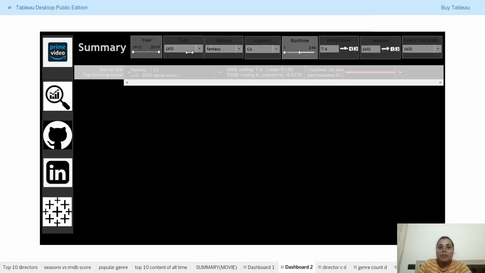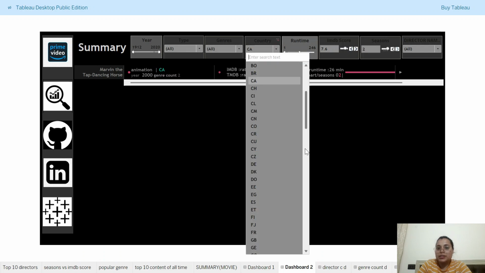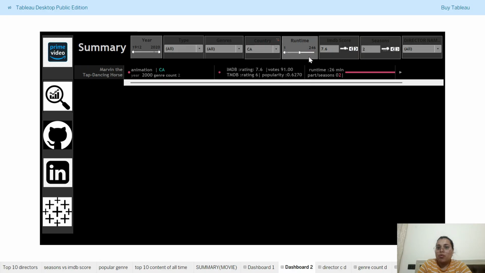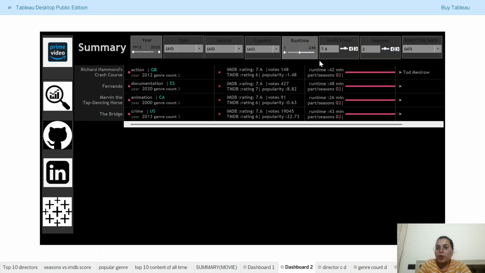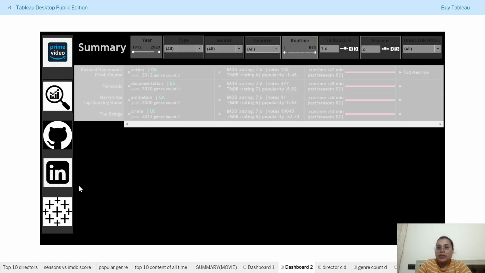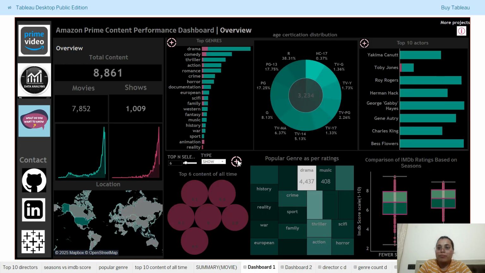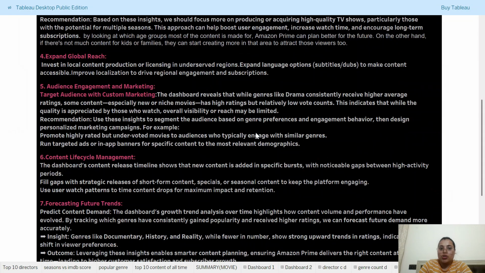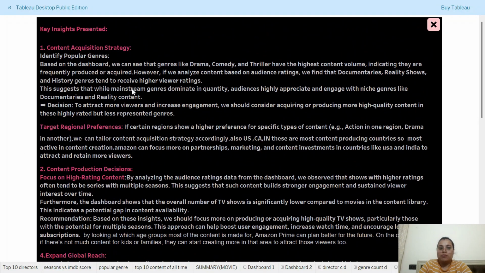Okay, so basically this was all about the content filter. If you want an overview, I hope you have understood it, right? Then I have also made one dashboard related to the key insights. If you want to know the key insights, this is what I have added on this dashboard.